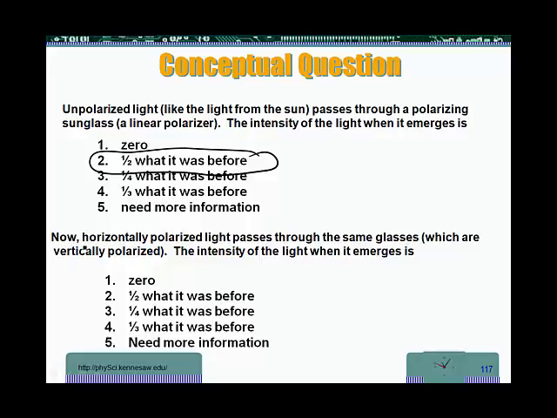Now, if we have horizontally polarized light passing through the same glasses, which are vertically polarized, the intensity of the light when it emerges is 0, because vertically polarized is perpendicular to the horizontal polarization axis of the light, so the angle is 90 degrees and the passing intensity is then 0.